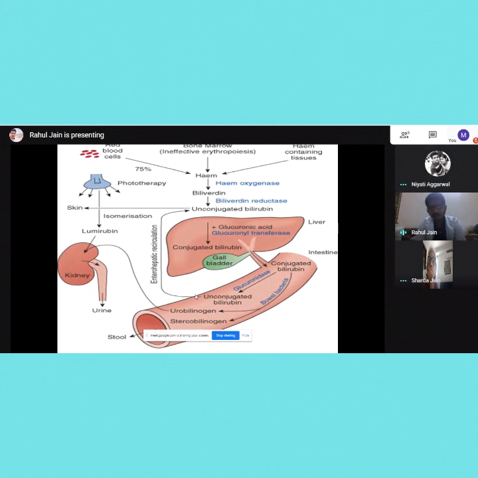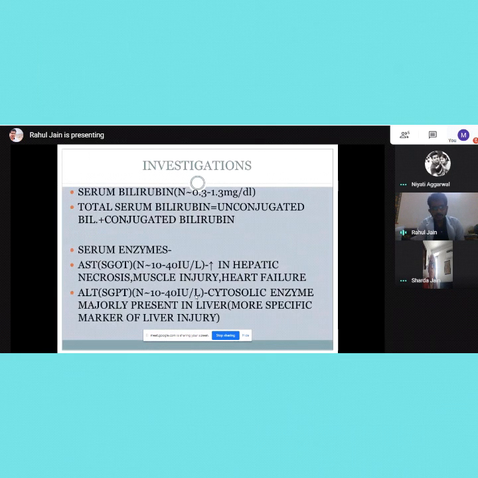And this diagram is the most important, it will give us the crux. So again, coming to the point that normal physiology will always help us reach our pathological diagnosis. Correct. So coming on to the next investigation.